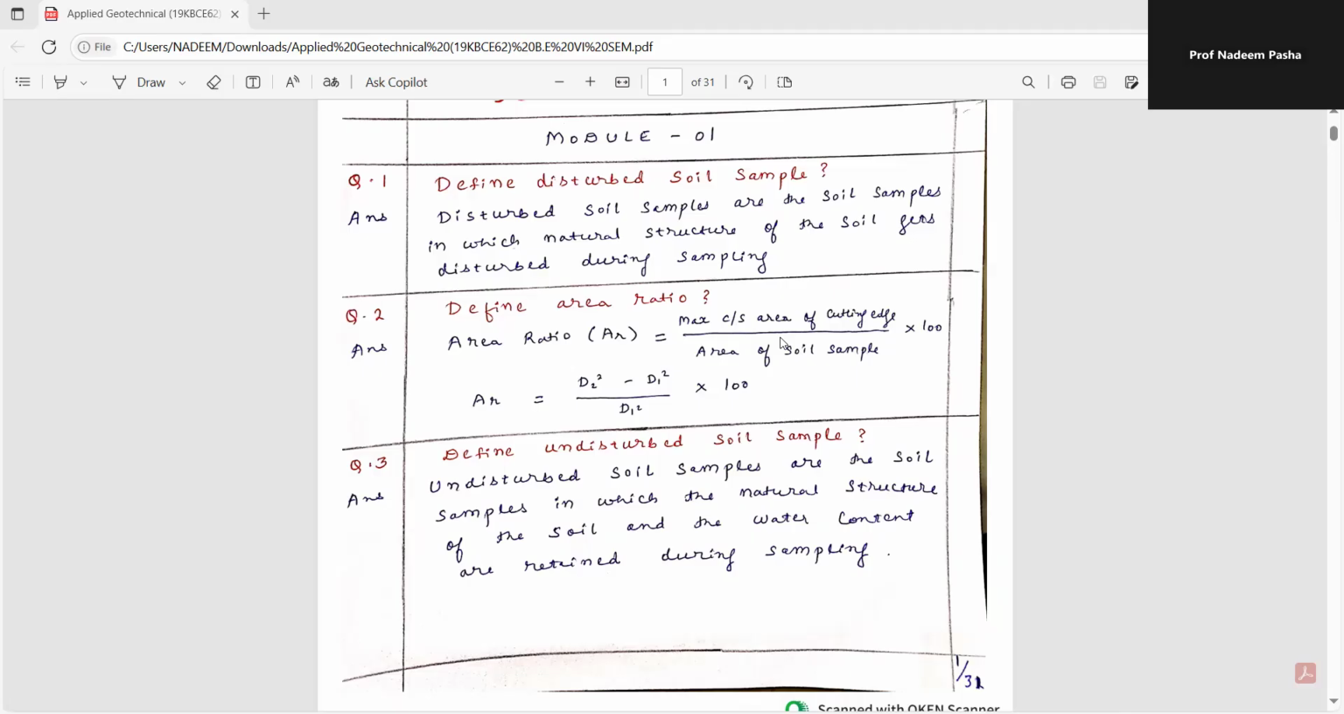Next comes undisturbed soil sample. Which type of soil sample do you call undisturbed? Undisturbed soil samples are the samples in which the natural structure of the soil and the water content are retained during sampling. During sampling, undisturbed soil samples remain the same; they do not get affected.